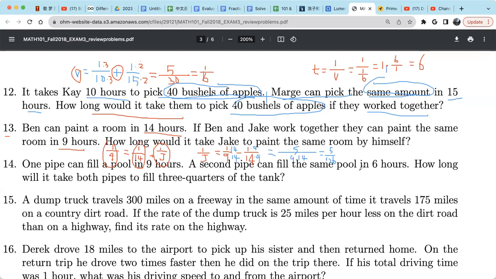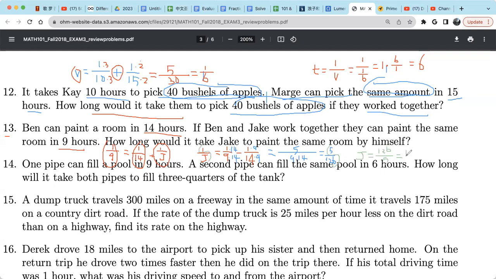Then we have to convert it into hours. So we flip 1 over J, we get J over 1, just J, the speed of J working all by himself. Then we flip this, so that's 126 divided by 5. And we need to convert this into hours and then minutes. How do we do that?